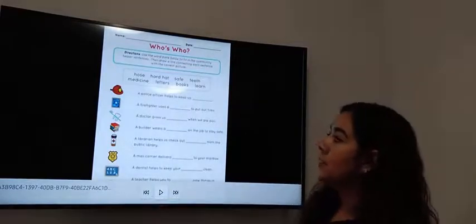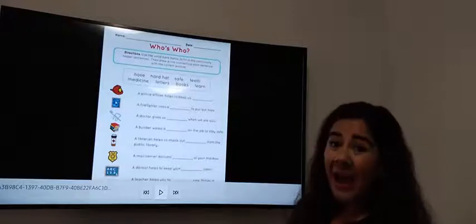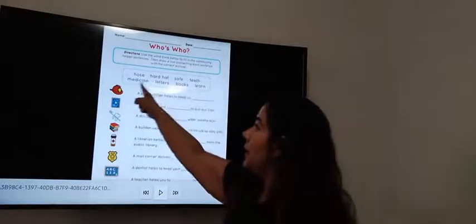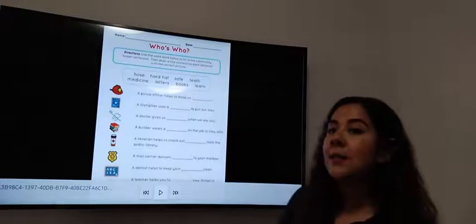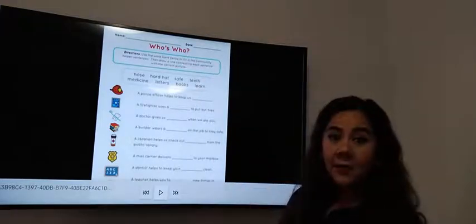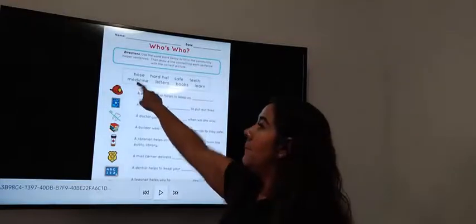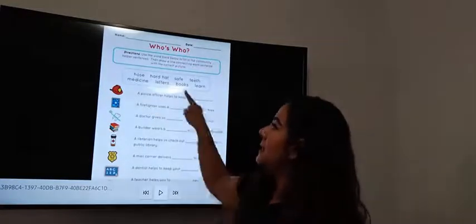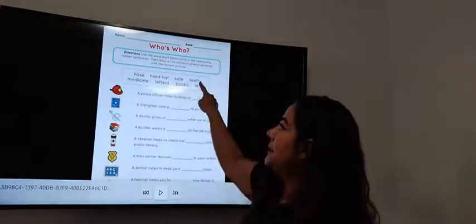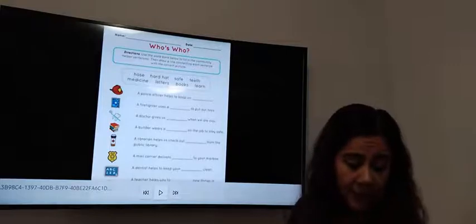Okay? The first one says, a police officer helps us to keep us. You must read on the word bank. If there's something that you don't know, please look for it, Google it, so you can find out the meaning. But we have, for example, medicine. You know what medicine is. Books, tea, okay? Some of them you already know it. In case you haven't know, please look for it on the web.